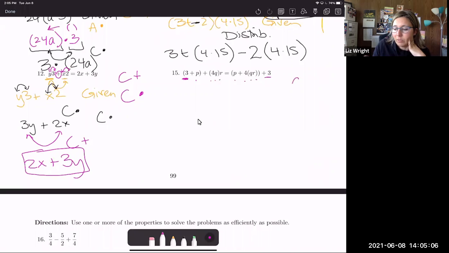So we've got commutative of addition because it's going to trade place over this addition sign. And then we've got associative. So we've got associative, and it looks like here the 4 and the Q are together, but here the Q and the R are together. So that's associative of multiplication. And then here we've got the 3 and the P are together, and over here the P plus 4QR are together. And so that's associative of addition.